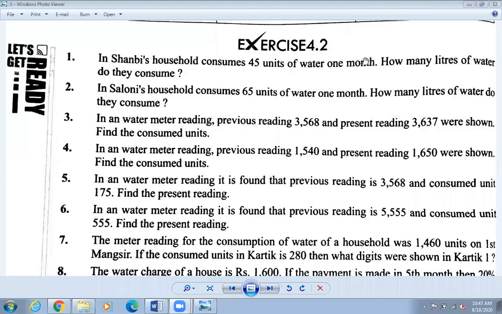So today we are going to learn about the water bill. Last time we have done the electricity bill. Most of you have done some of the questions, but some people still have not submitted the work.